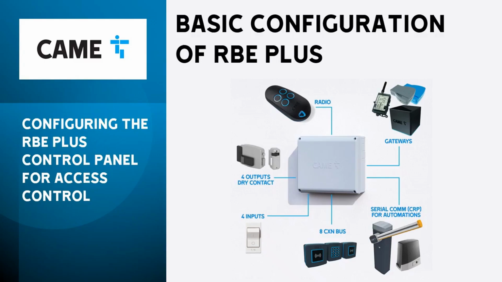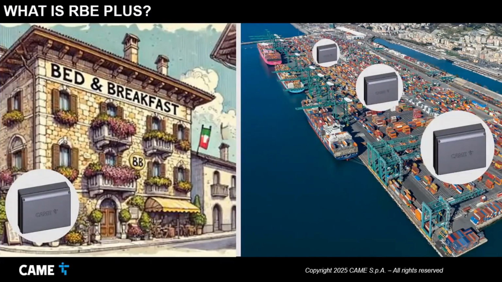Welcome to the video tutorial on the basic configuration of the CAME RBE Plus control panel for access control. The access control system from CAME using the RBE Plus offers a wide range of possibilities. It ranges from managing temporary guests at a bed and breakfast to handling more complex sites such as ports, companies and industries, where systems with multiple RBE Plus control panels may be required.